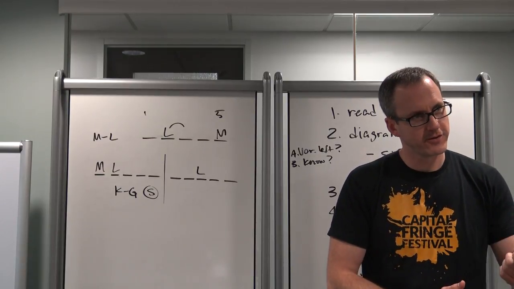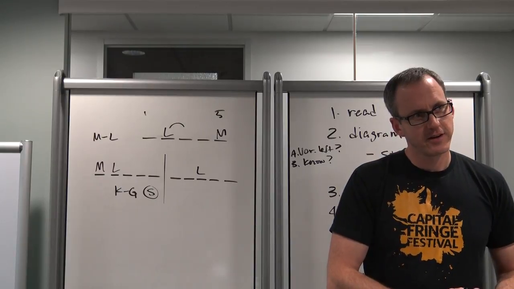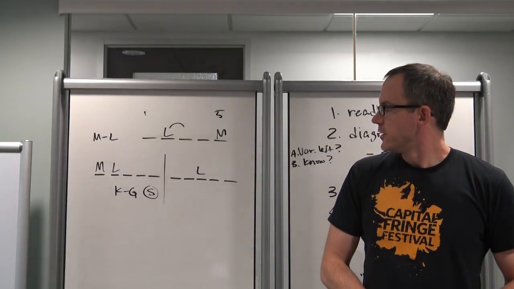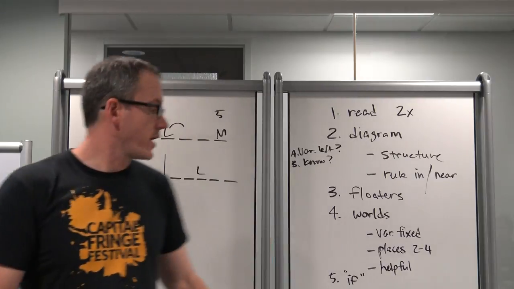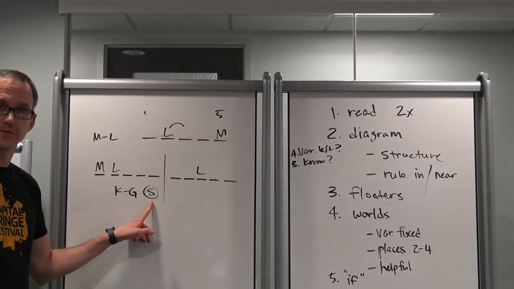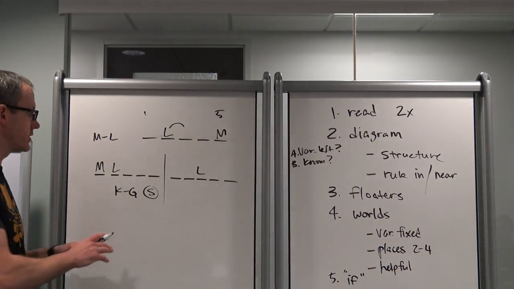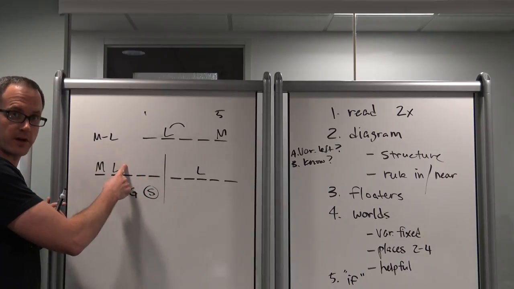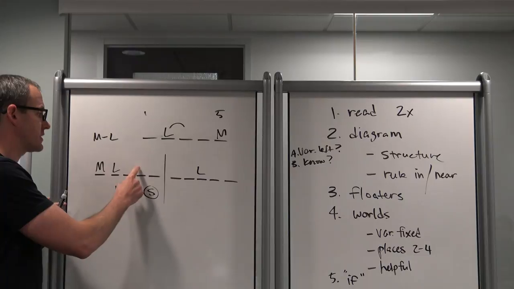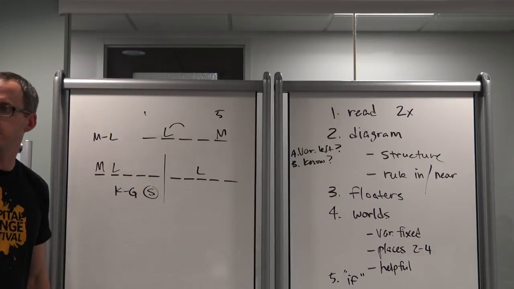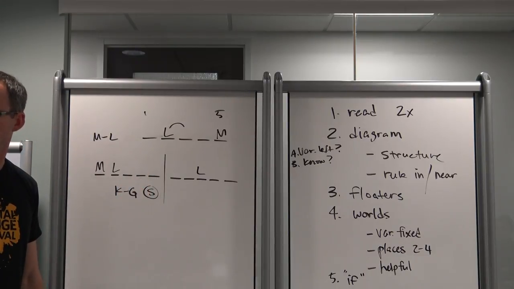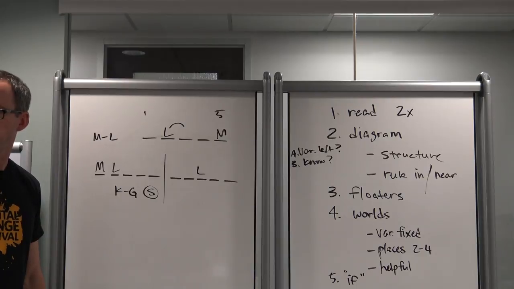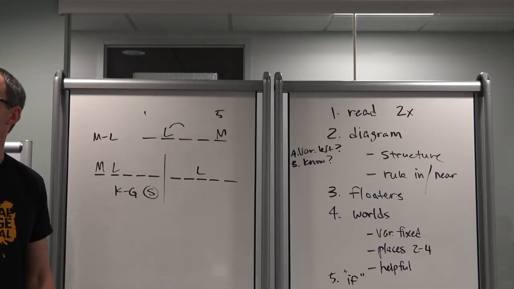What do you know? It'd have to be KGS, right? No, not necessarily, actually. So S is a floater, so it can go anywhere. So it could be KGS, but S could also go there, right? And then you could have SKG. Are there any other options here? Yeah? K cannot be the last one. Oh, okay, so that is something that must be true.